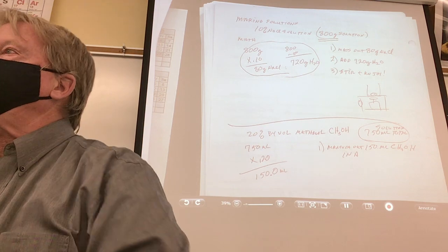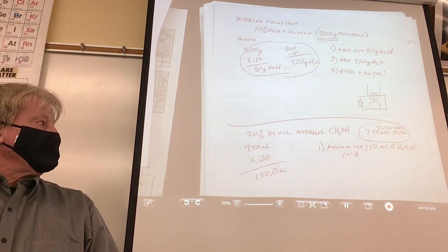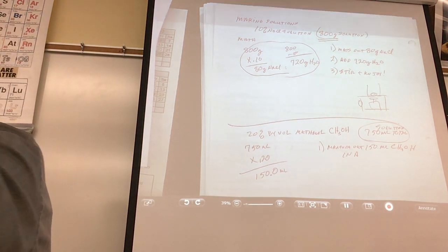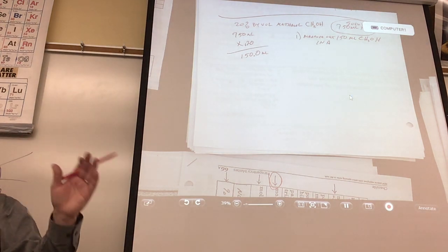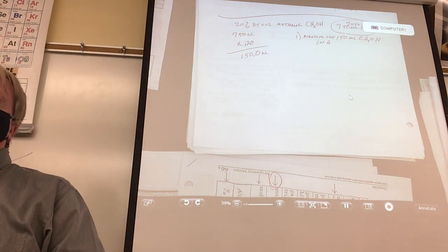How would you do that? What are you going to do? You're going to measure volume. Do you know anything in this room that measures liquid volumes?